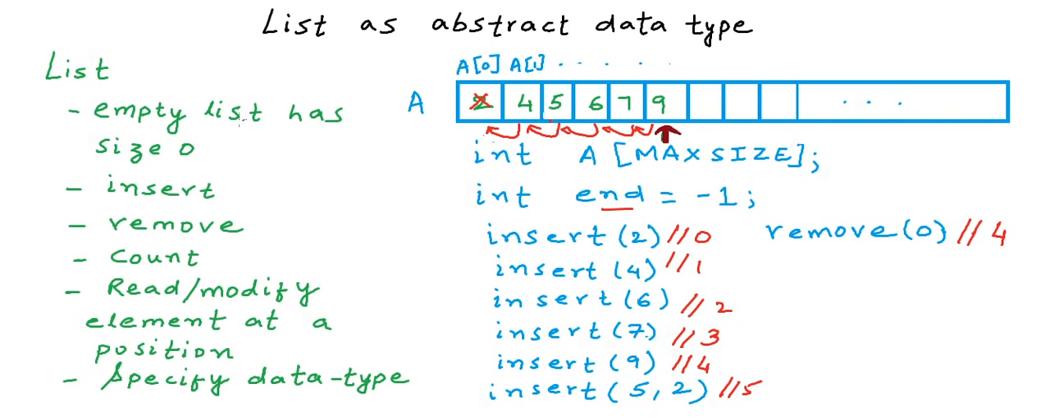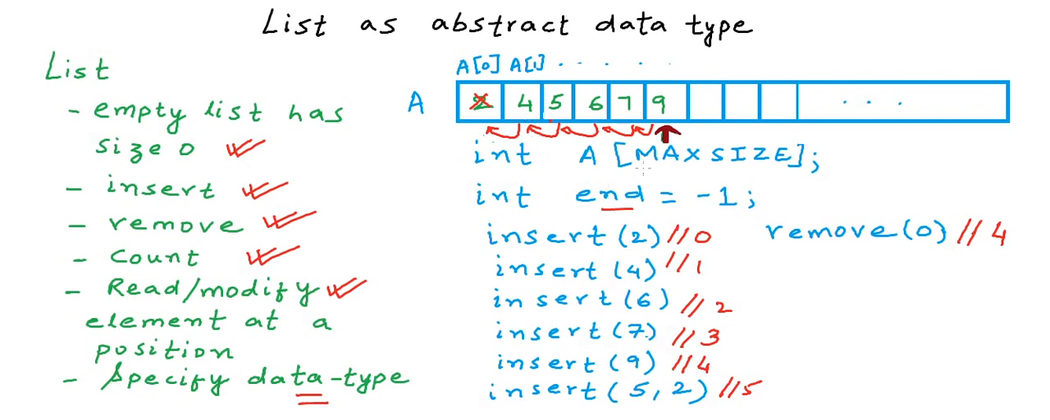Okay, it looks like we pretty much have an implementation of this list that is described as an abstract data type. We call the list empty when the variable end is equal to -1. We can insert an element at a particular position in the list. We can remove an element, it's just that we have to perform some shifts in the array. We can count the number of elements in the list, which will be equal to end plus 1. We can read or modify an element at a position. Well, this is an array, so we can definitely read or modify an element at a particular position. If we wanted to choose the data type, it was just choosing the array of that particular data type.